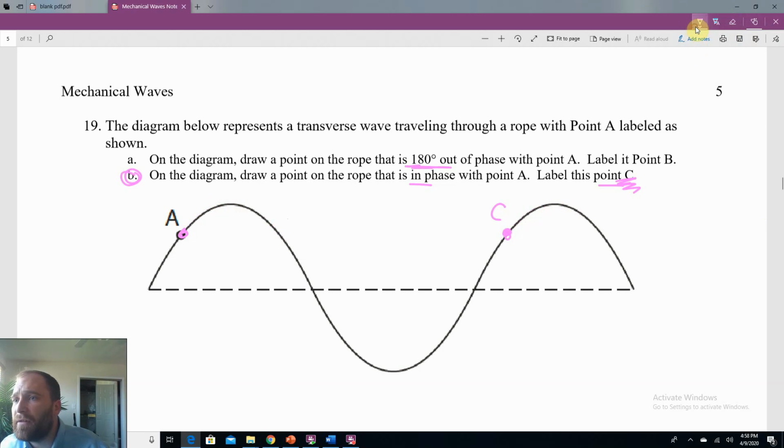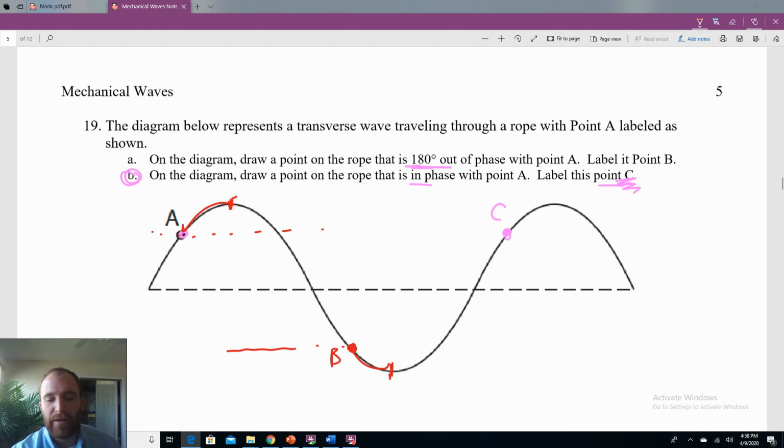Meaning, let's change colors. If it was all the way at the top, this would be easy. The opposite of the top is the bottom. The opposite of the crest is the trough. But A is a little to the left of that, so B should be a little to the left of that. And this would be your point B. If A is above the line, B should be below the line by exactly the same amount, if it's 180 degrees out of phase.